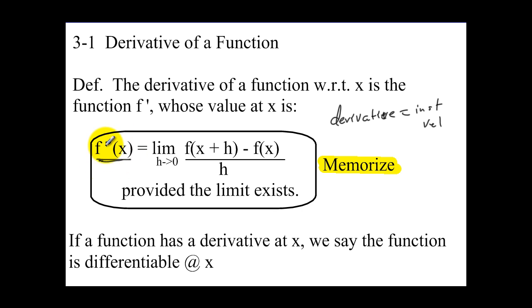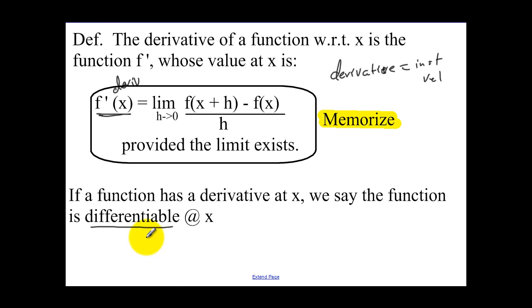So here's the notation. F prime of x means this thing called derivative. And it's equal to the limit as h approaches 0 of f of x plus h minus f of x over h, provided the limit exists. If a function has a derivative at x, we say the function is differentiable at x.